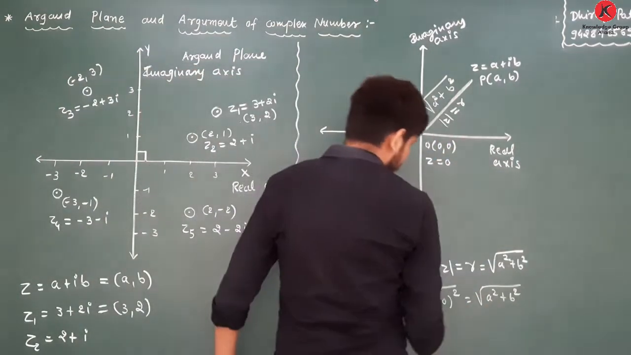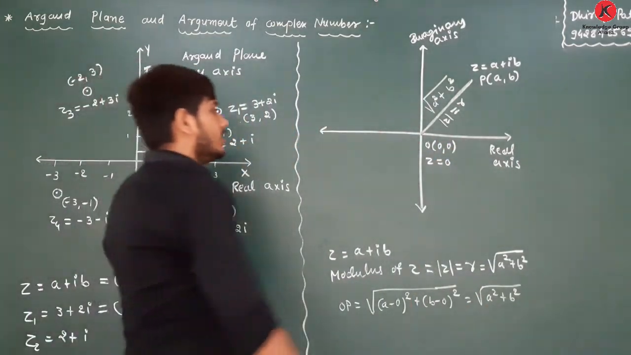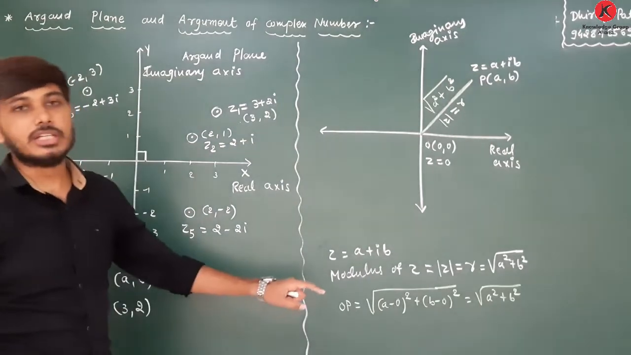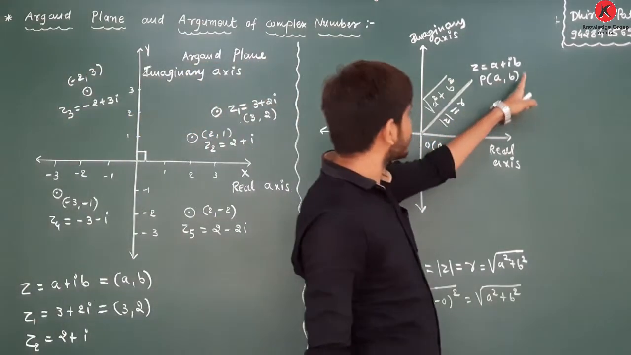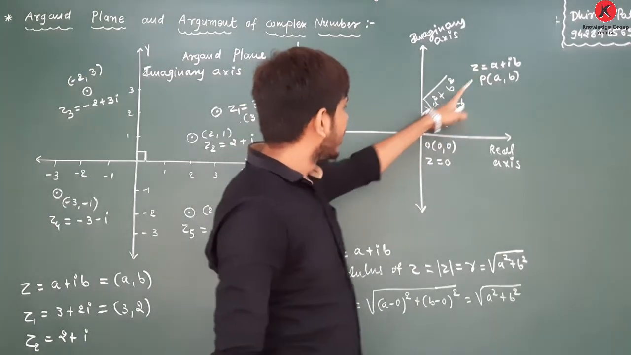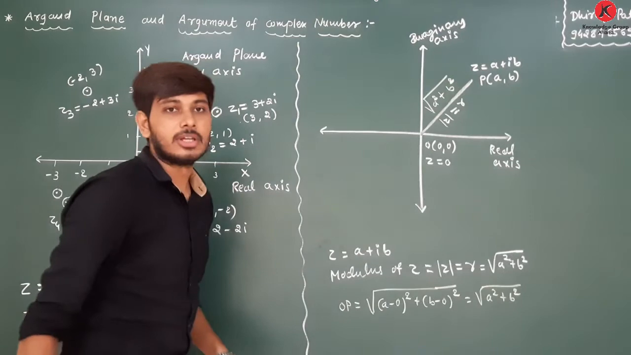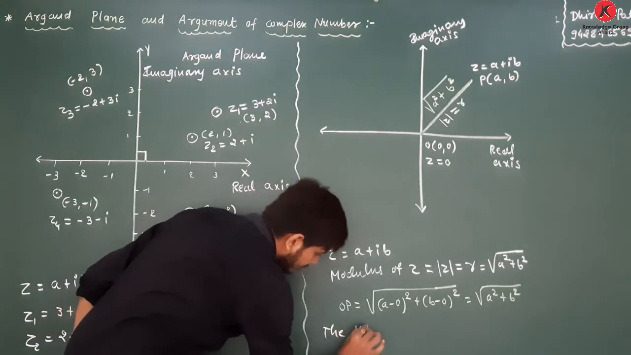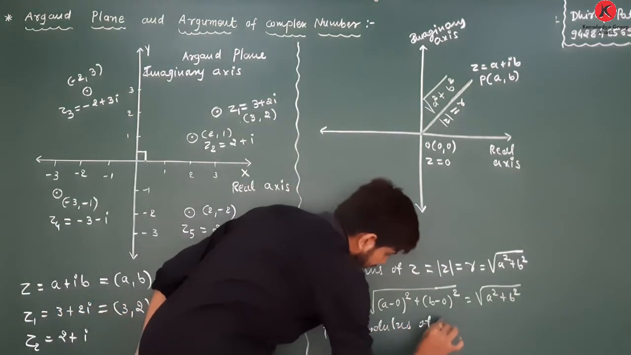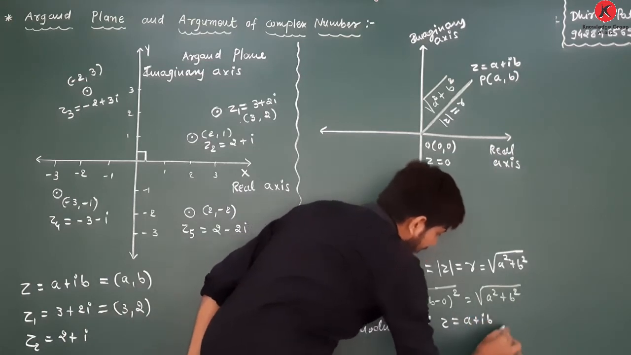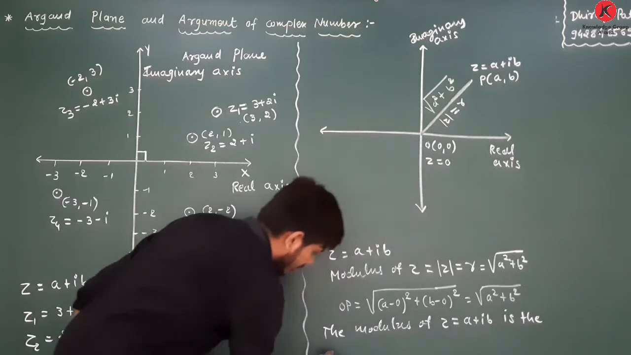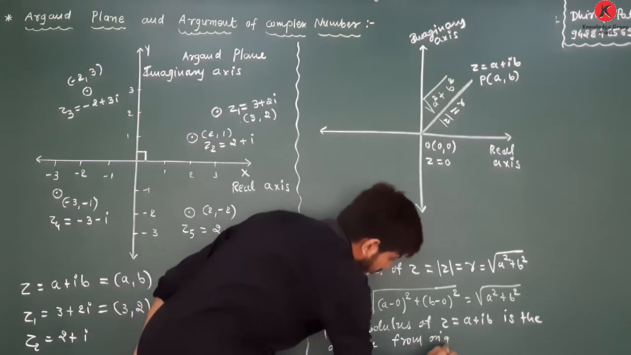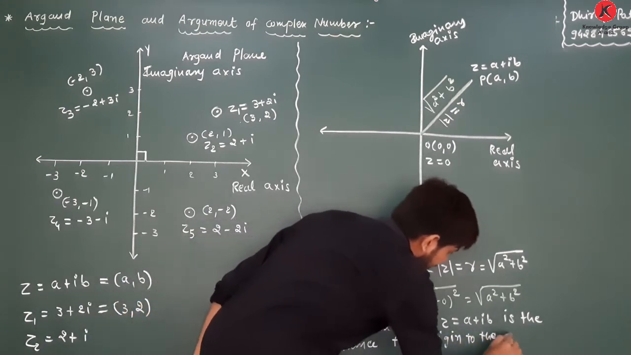That means the modulus of Z is nothing but the distance of the complex number in the Argand plane from the origin. The distance of that point from the origin in the Argand plane is called the modulus of Z. That means the modulus of Z equals a plus ib is the distance from the origin to the complex number.